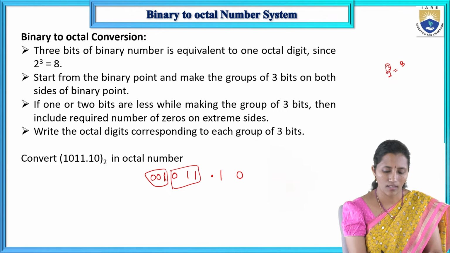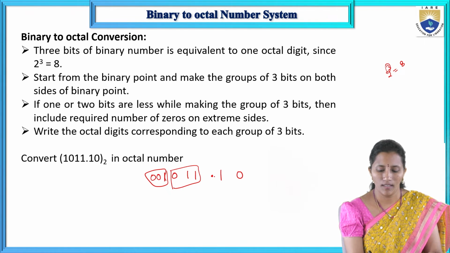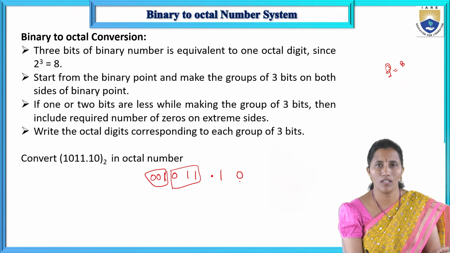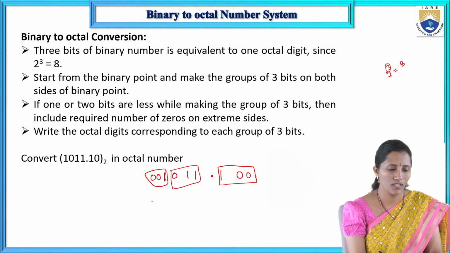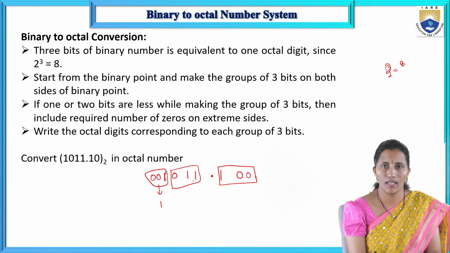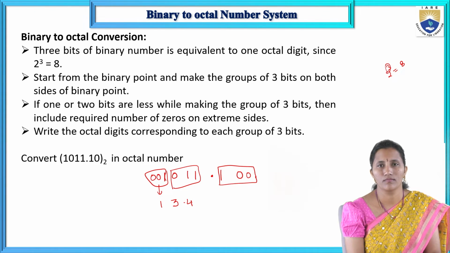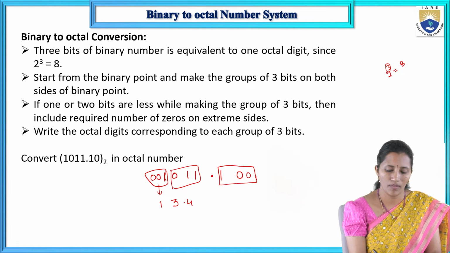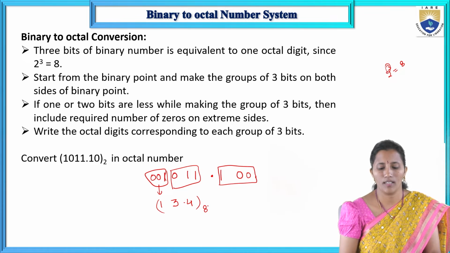So add 2 zeros. Here after the binary point we have only 10, but to convert into octal we have to make it 3 bits. So add a 0 here. So 001 has the equivalent value 1, 011 is 3, and 100 is 4. Okay, so this will be converted into octal number system.